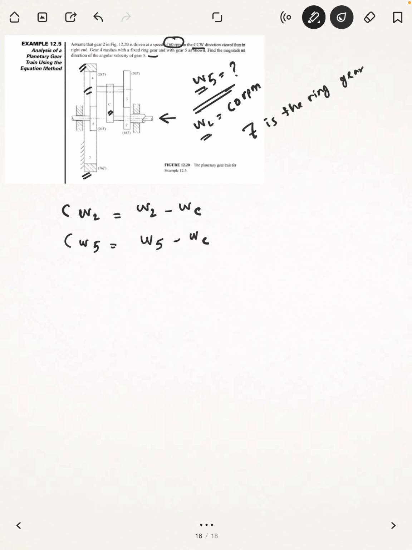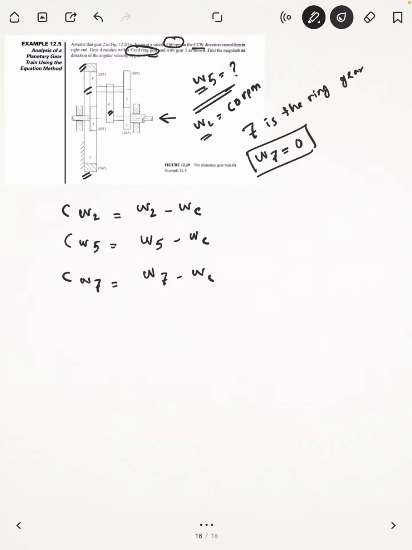There is one advantage if you represent C omega 7, that is omega 7 minus omega C. One of the advantages is that the ring gear is stationary. It's clearly written in this question, with a fixed ring gear. The ring gear is fixed. That means the ring gear velocity, omega 7, should be 0.